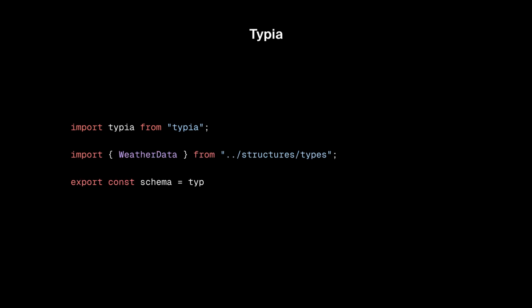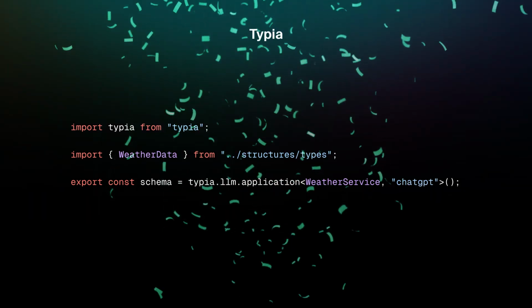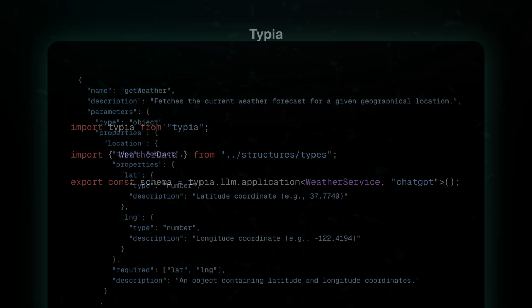So let's go back to our weather service example. If you've already written detailed type definitions and added good comments in your source code, guess what? You're done. You don't need to write a separate schema. You don't need to duplicate anything. All you do is pass your weather service into Typia's LLM application as a generic type and specify the model that you want to use. Let's say ChatGPT, and that's it, you're done.